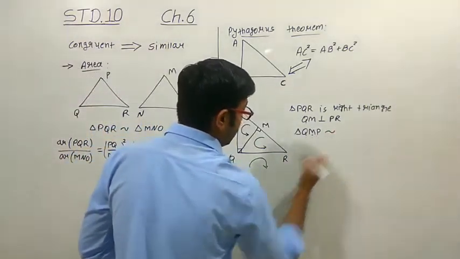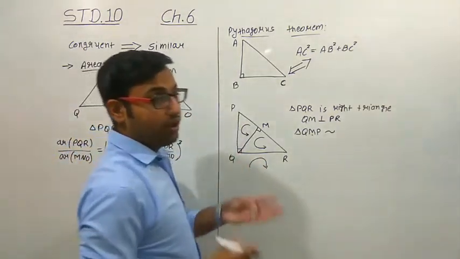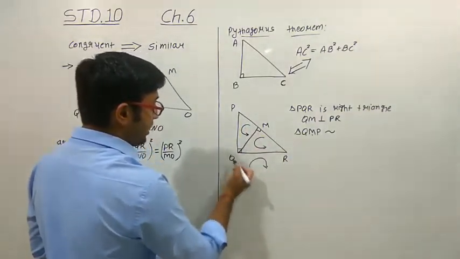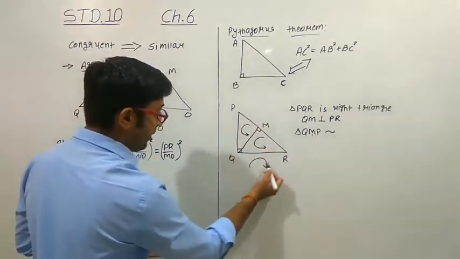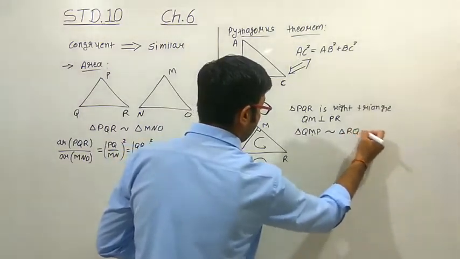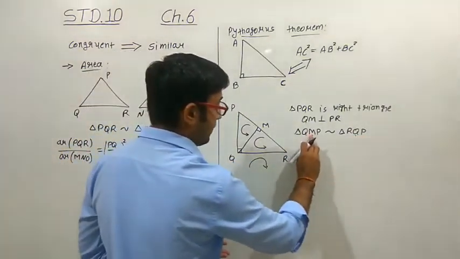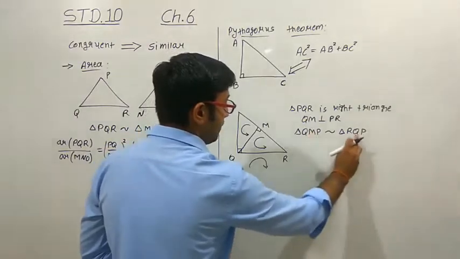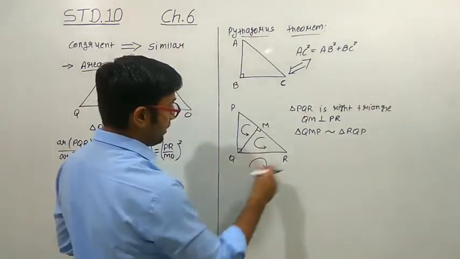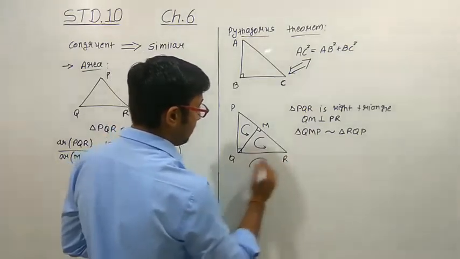We have to write that it is similar to the triangle. The main triangle is PQR, but how do we name it? We have to take the clockwise direction, so we write triangle RQP. Again Q is the right angle, so whenever the right angle is there, it must be in the middle. Now for this other triangle, we have to take the anti-clockwise direction, and this must be in the middle, so we write RMQ.